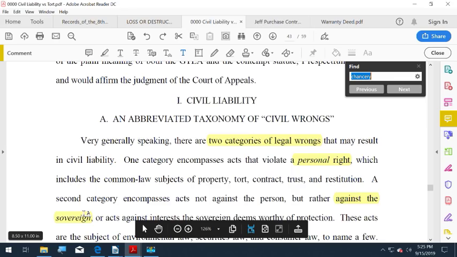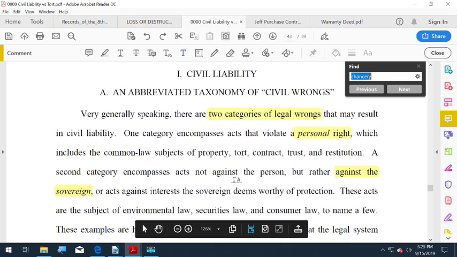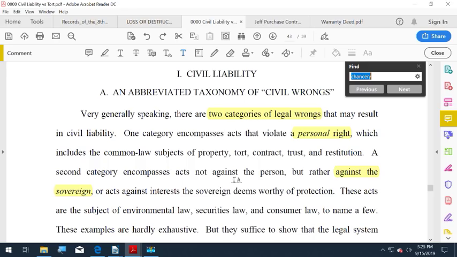Oh, that would be against the state. Well, those would be crimes, right? When you violate the laws of the state, it's a crime. But it's also civil liability. So it's not a tort.